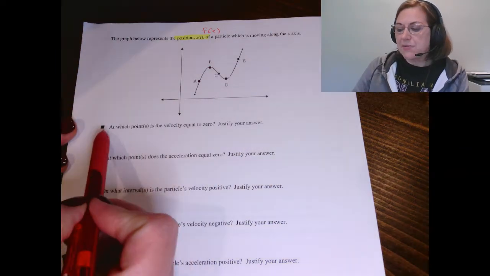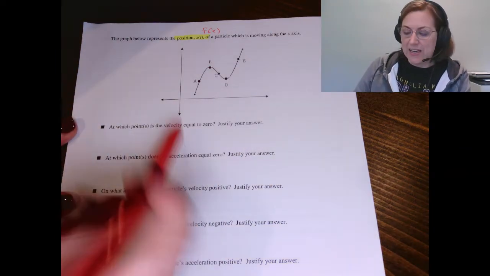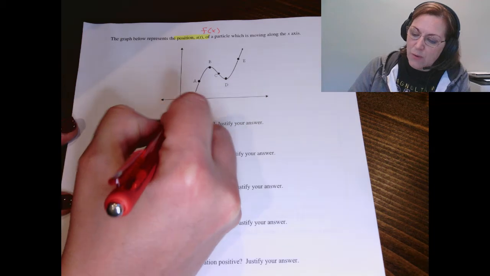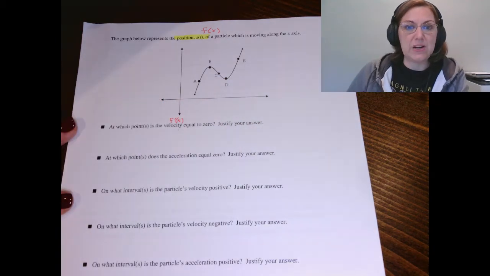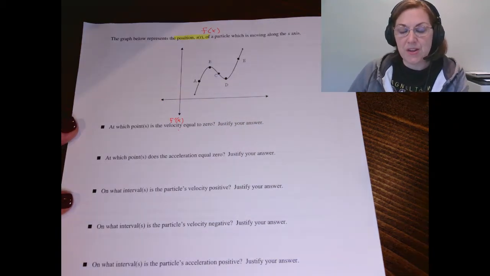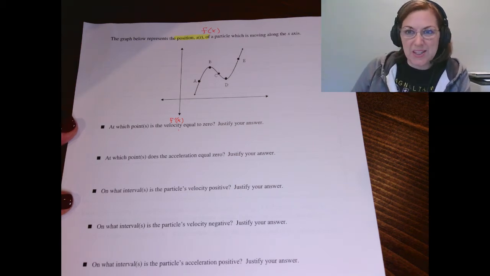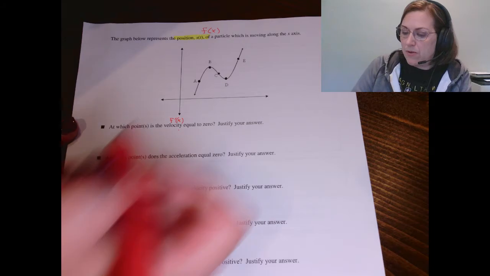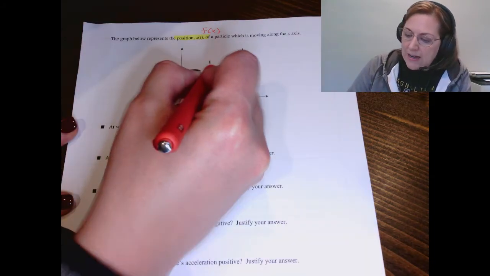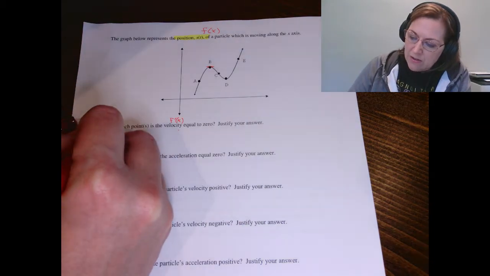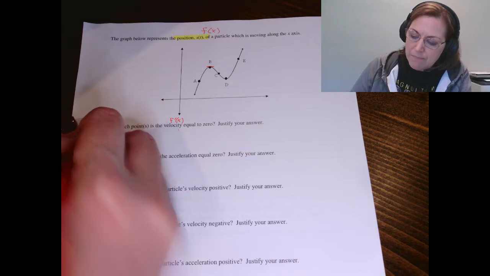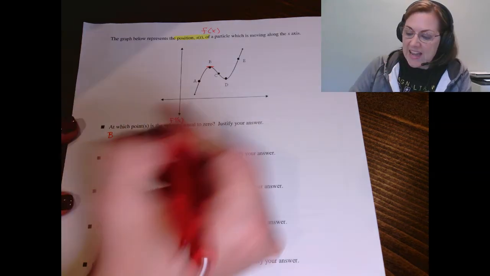So when we're asked for at which points is the velocity equal to zero, really we're saying where is the derivative equal to zero? So I want you to think of those tangent lines. Where would the slopes of those little tangent lines be zero? Well, I've got one at x equals b, or at b and d.